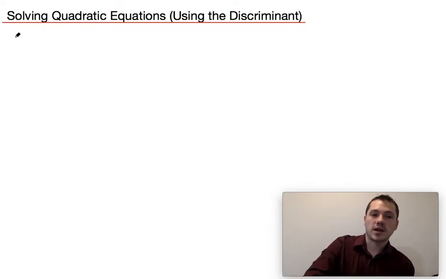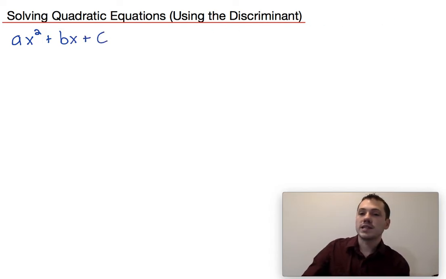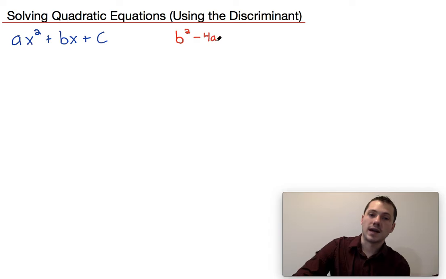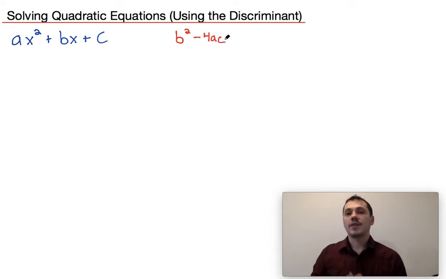So let's just very quickly remind ourselves what a quadratic equation is. A quadratic equation is anything where we have ax squared plus bx plus c. And the discriminant is this b squared minus 4ac value. Now, if that looks familiar, it's probably because it's part of the quadratic formula. It is the part that is inside the radical.